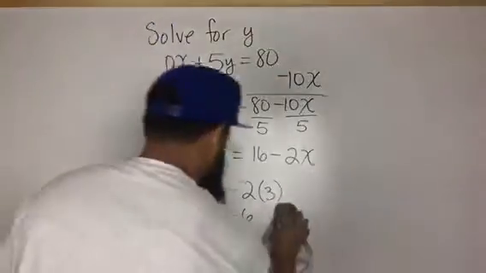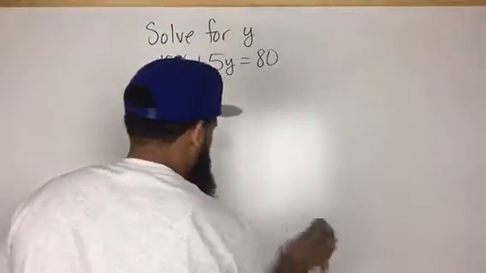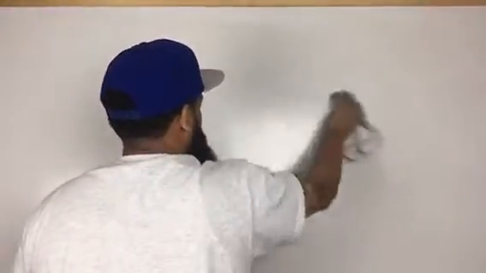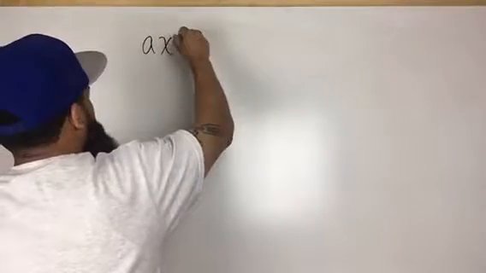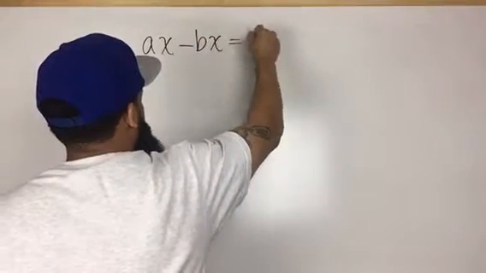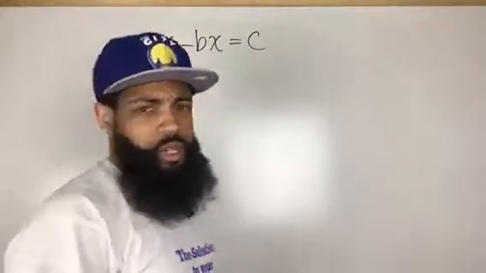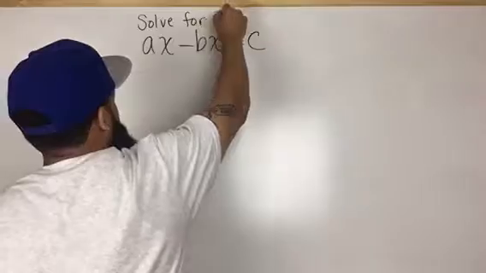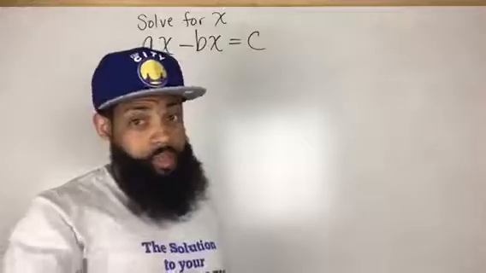All right, now that's a basic example, still kind of similar to most of the equations that you see, but this time I want to go a little further. Okay, so let's say I have the example ax minus bx equals c. Okay, and let's say I want to solve for x. I'm going to go ahead and solve for x, but notice it has a, b, c, and x. So that's 4 different variables. I'm just going to solve for x.